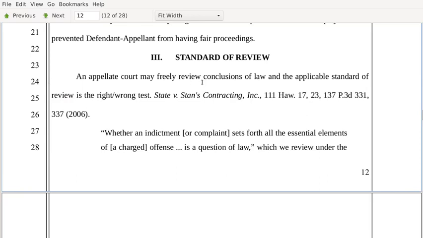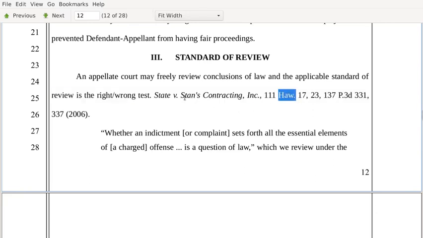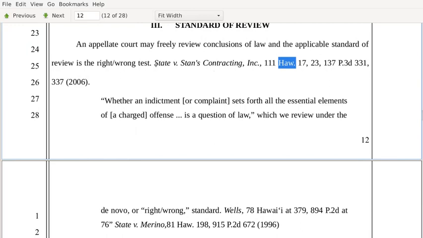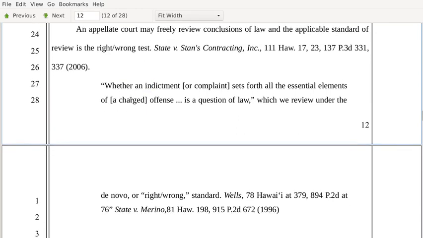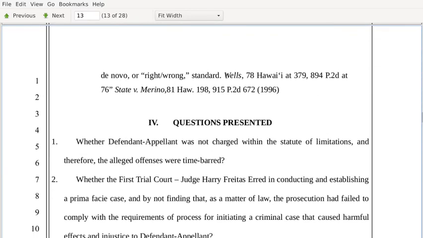Okay, an appellate court may freely review conclusions of law, and the applicable standard of review is the right-wrong test. And this is a Hawaii site, so when you do this for your state, you want to find the standard of review for your situation and have at least a single case cite. Let them know that you know what they're supposed to be doing. All right, whether an indictment or a complaint sets forth all the essential elements of a charged offense is a question of law, which we review under the de novo or right-wrong standard. Again, we have a couple Hawaii cites here.